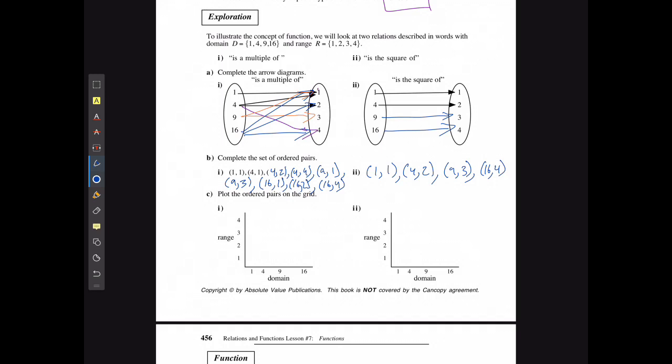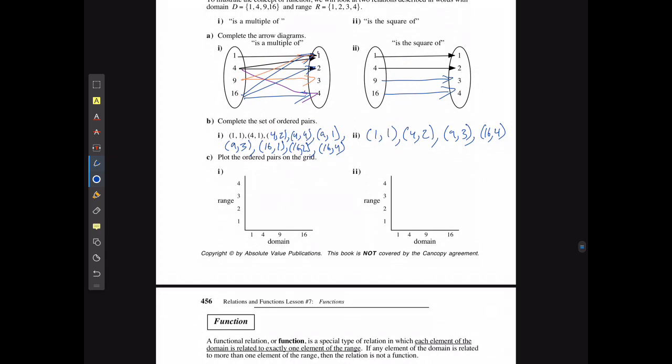Now we're going to plot them on the grid. So for the first one, I have (1, 1), (4, 1), (4, 2), (4, 4), (9, 1), (9, 3), (16, 1), (16, 2), and (16, 4). And for the second set, (1, 1), (4, 2), (9, 3), and (16, 4).